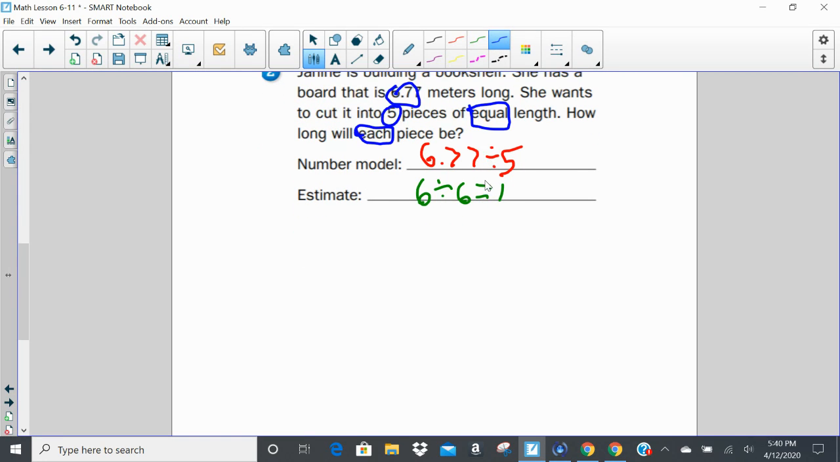Let's go ahead and solve this problem. Now, this problem I'm going to tell you is a little bit different, and you'll see that here in a second. So I have 6.77 divided by 5. Who can tell me the most important step when dividing decimals?